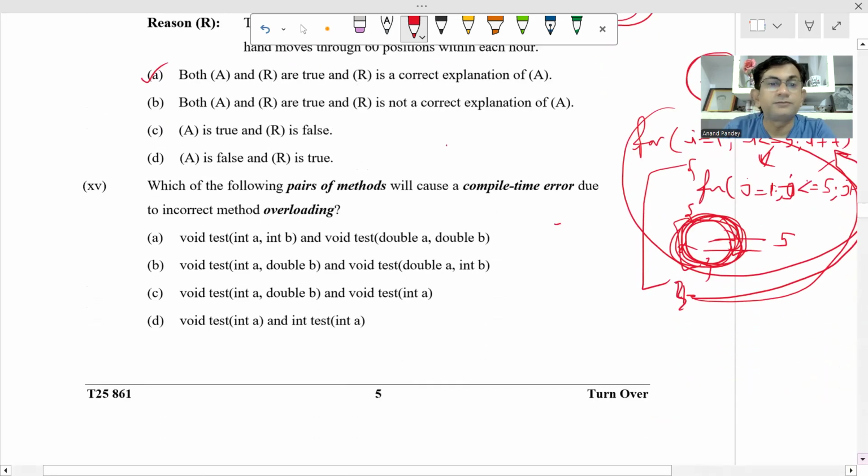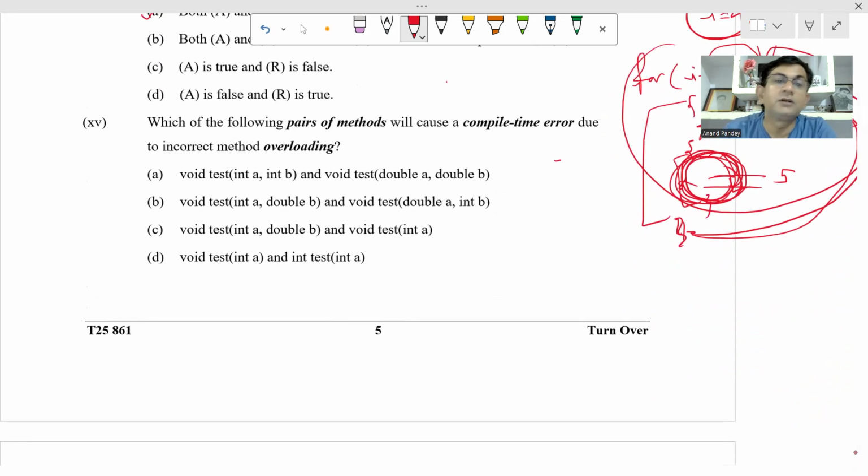I'm going to the next question. Which of the following pairs of methods will cause a compile time error due to incorrect method overloading? What is method overloading? We can define more than one function of the same name with different parameter lists.